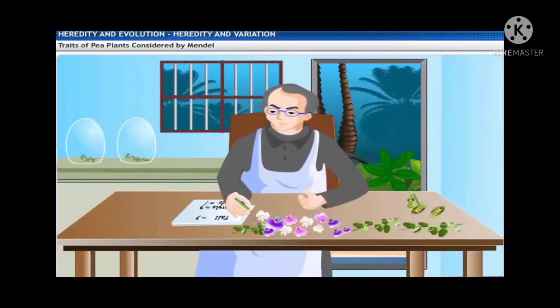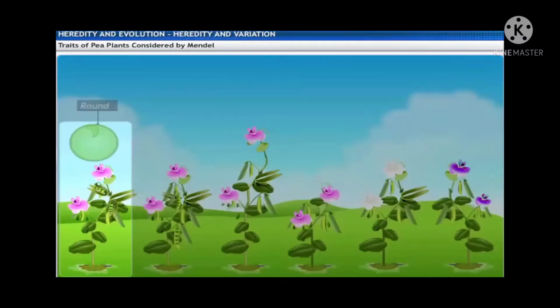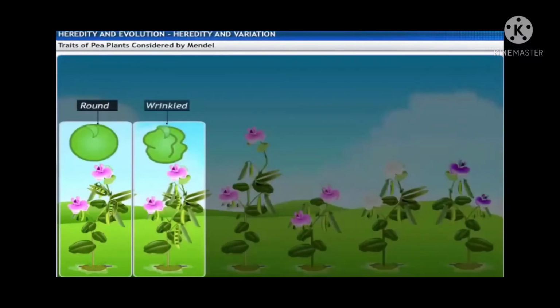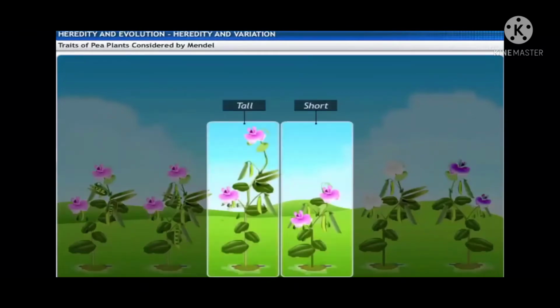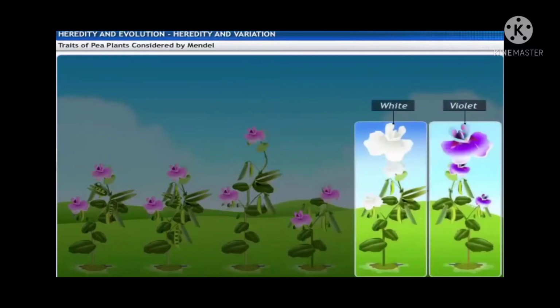Mendel blended his knowledge of science and mathematics to keep count of the pea plants exhibiting a particular feature in each generation. Mendel researched heredity and arrived at the laws of inheritance. He used a number of pea plants with various traits such as round or wrinkled seeds, tall or short plants, white or violet flowers and so on.